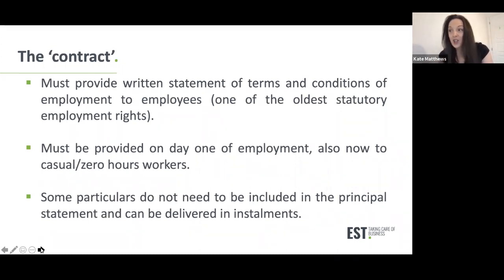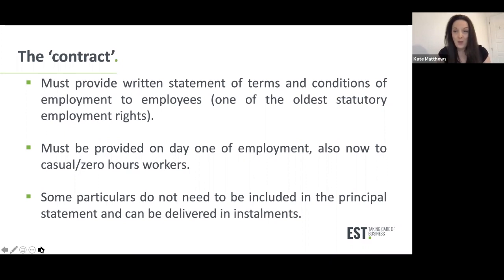And under the Employment Act, you have to make sure that you are providing the written statement at the beginning of employment. Years ago, we used to be able to provide it within the first 2 months, but that's all changed. It's now a day one right. And it is still a day one right that many businesses fall foul of.